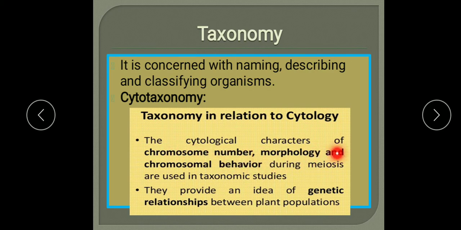So the cytological characters, such as chromosome number, morphology and chromosome behavior during meiosis, are used in taxonomic studies, and they provide an idea of the genetic relationship between plant or animal populations. So this is known as cytotaxonomy.